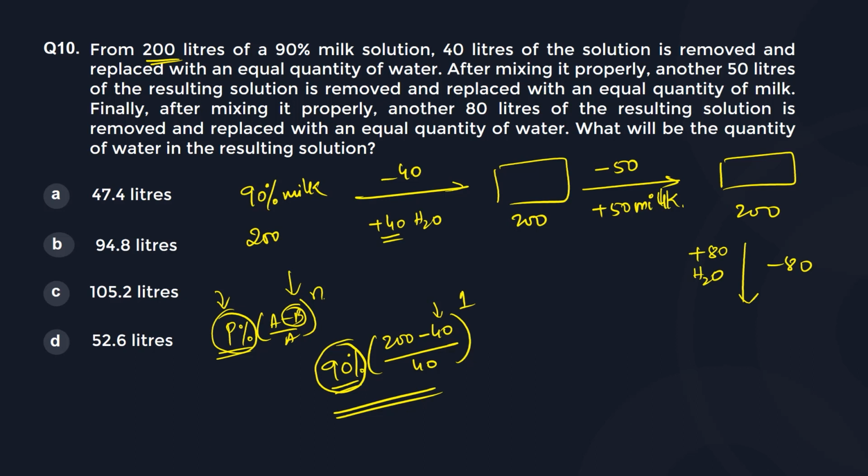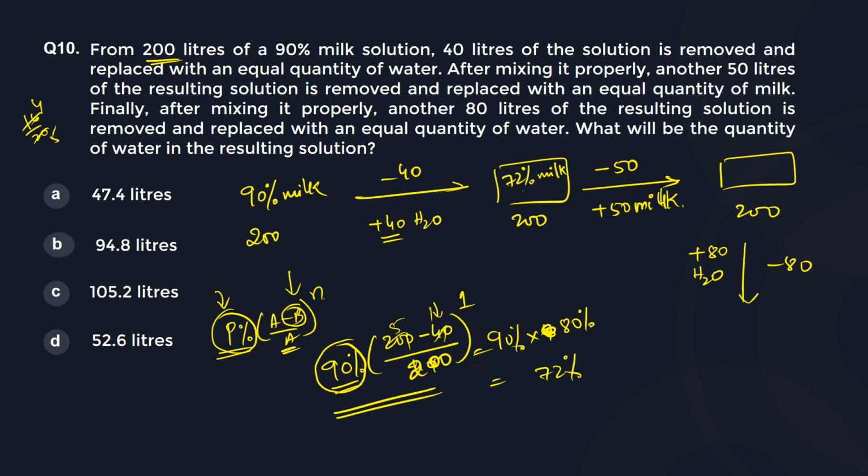Okay, so then what do you get? You basically get 160. Oh, my bad. This is by 200. A minus B by A, right? Yes, it's 200. So 160 by 200 is 16 by 20, which is 4 by 5, that is 80%. So this is into 80%. So 90% into 80% becomes 72%. So this is 72% milk.